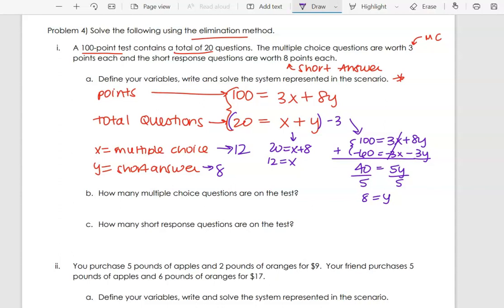How many multiple choice questions are there on the test? X equals 12, so 12 multiple choice questions. How many short answer? Well, y equals 8, so 8 short answer. And that's it. Let's check out the next problem.